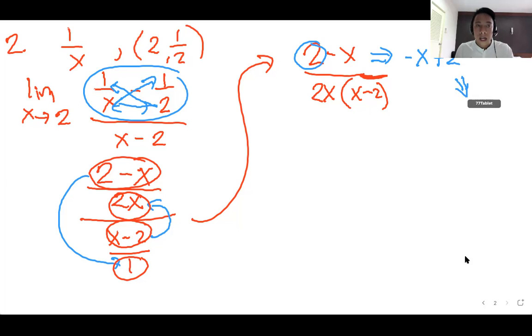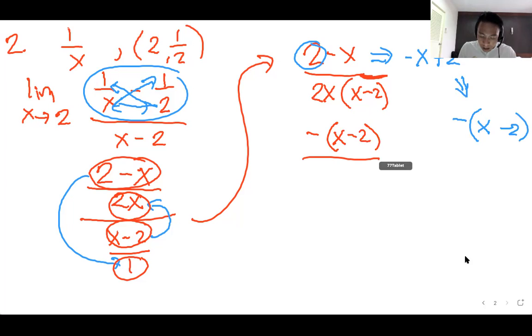And then, para maging kaparehas siya ng x minus 2, ilalabas ko yung negative sign. So I will put the negative sign outside. And inside, we have negative x divided by x is x. 2 divided by negative is negative 2. Correct? Now, they are now the same on the lower part. So I will just put negative x minus 2 all over 2x times x minus 2.